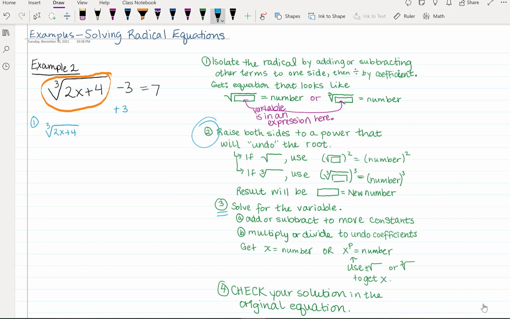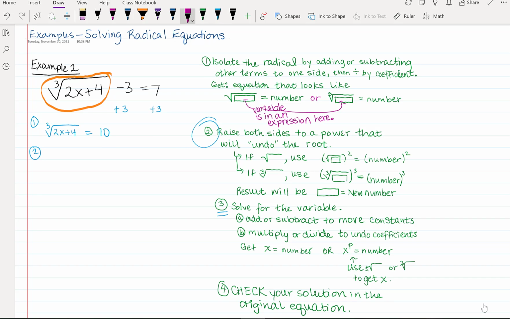So if I were to add 3 to both sides of that equation, now I have the cube root of 2x plus 4 equals 10. Now that's more doable because the only thing on the left is a cube root, and that means I can undo that cube root just by raising both sides to a power. So that's my second step.